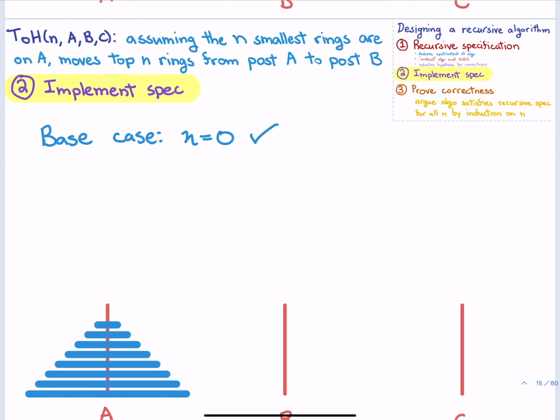All right. The general case. N is at least one. Okay, good. General case, n is at least one. You have the n smallest rings stacked up on post A, and you want to move them from post A to post B. Right. What would we do?